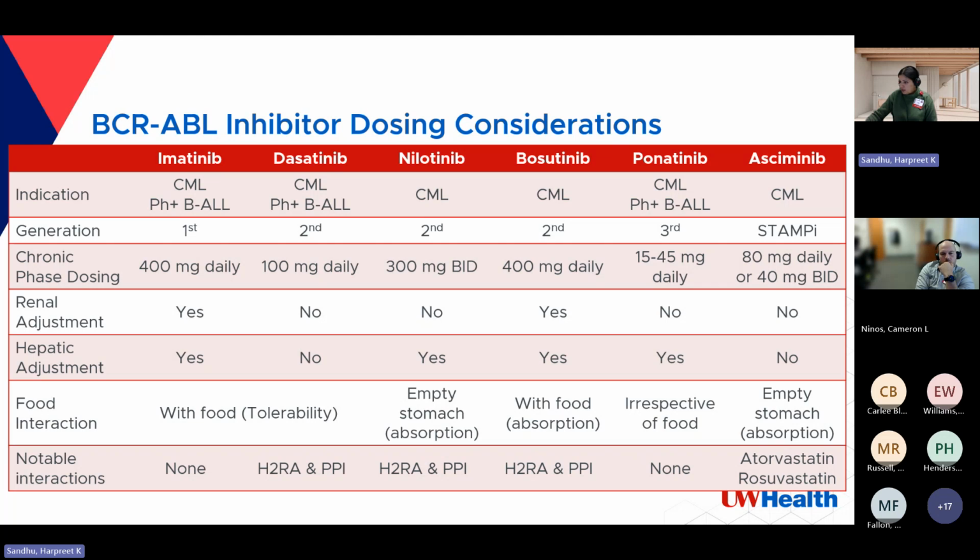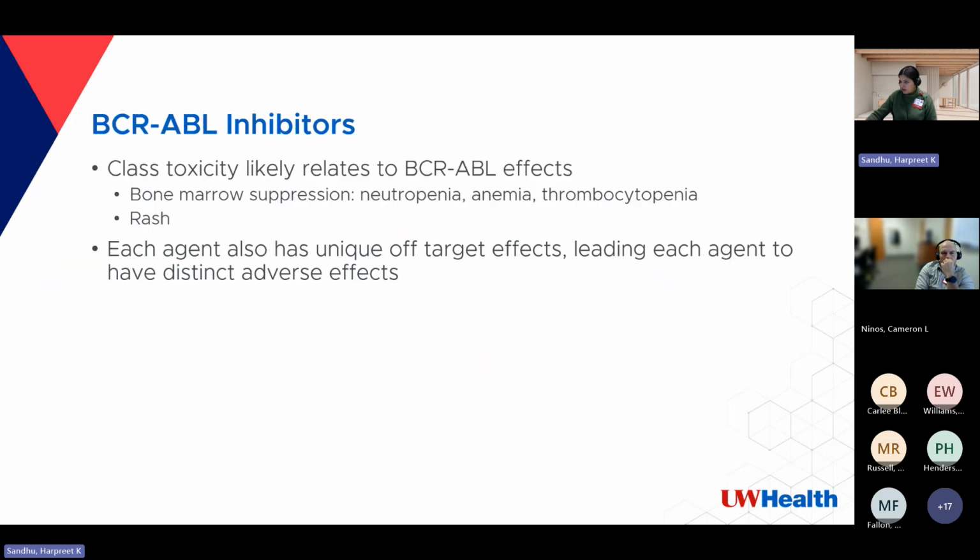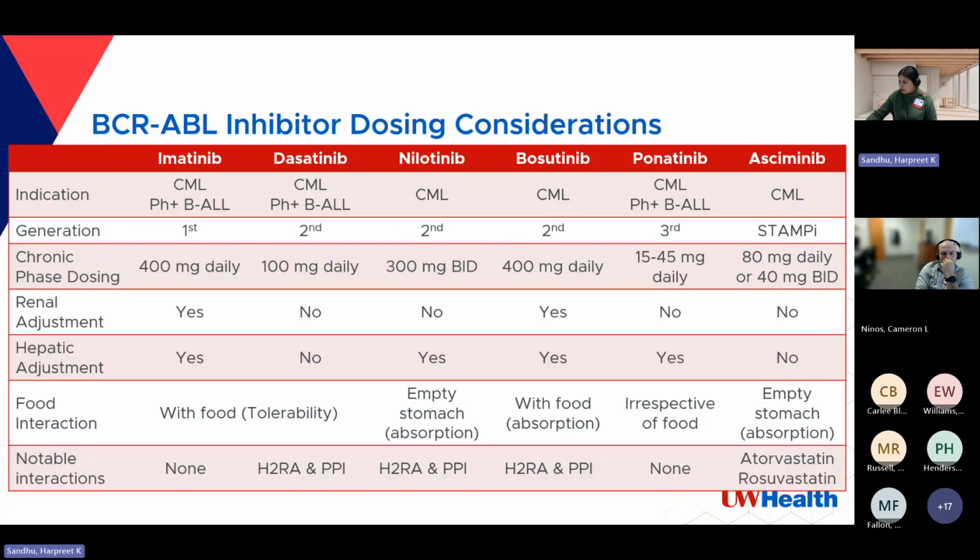In terms of food interactions, ponatinib is the only one that can be taken without regard to food. Imatinib and dasatinib, generally we recommend taking it with food to reduce GI upset, but doesn't have to be for absorption reasons. Bosutinib is one that should be taken with food to aid in drug absorption. And then nilotinib and asciminib are the two agents that need to be taken on an empty stomach. So something to keep in mind when you're thinking about adherence, especially with twice daily dosing.